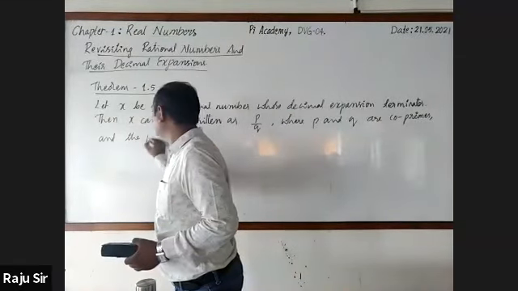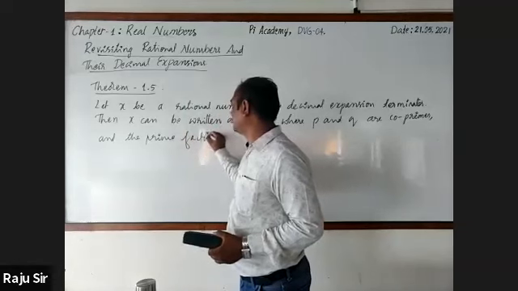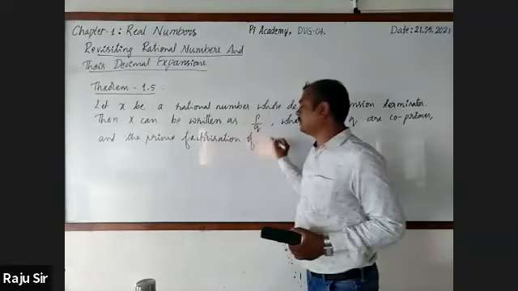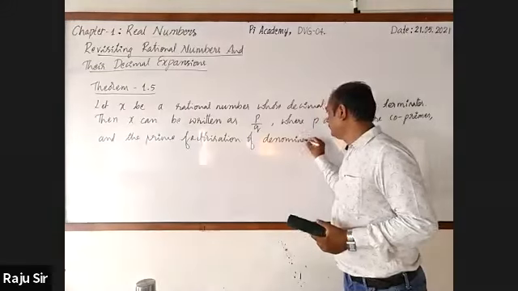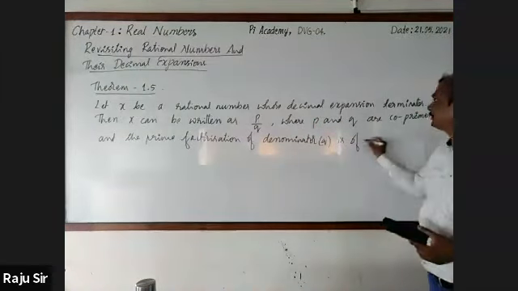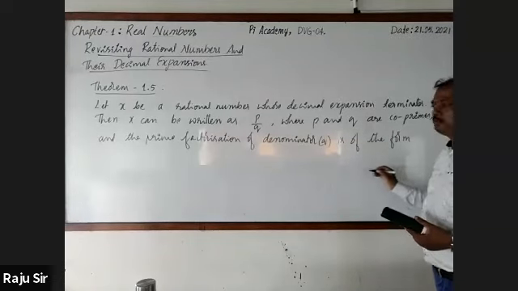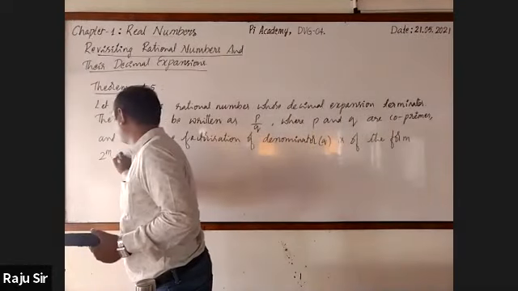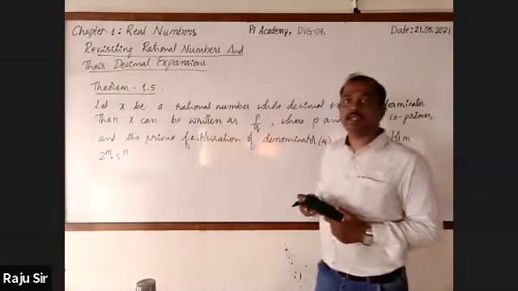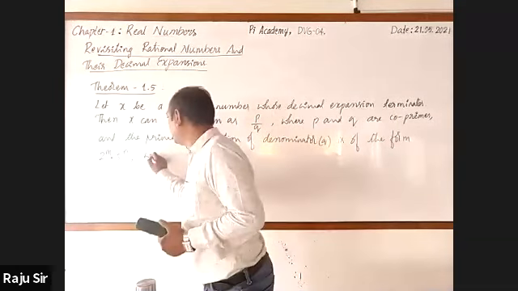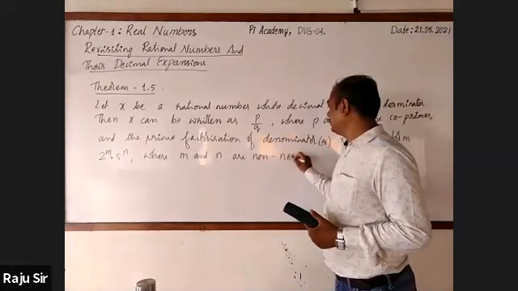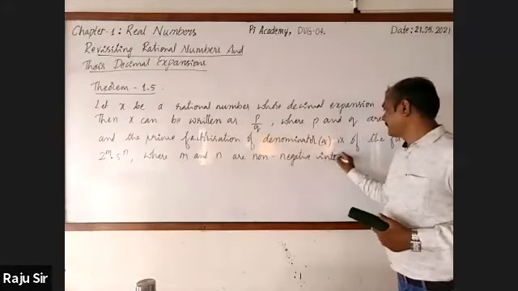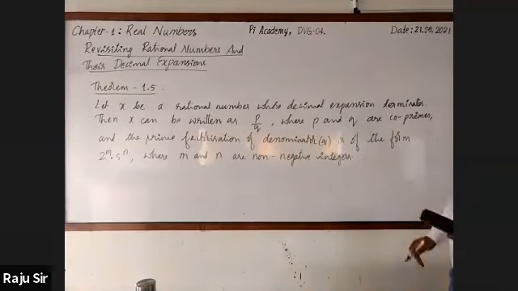Very good, right. And the prime factorization of the denominator, nothing but Q, is of the form 2 raised to the power m into 5 raised to the power n, where m and n are non-negative integers.